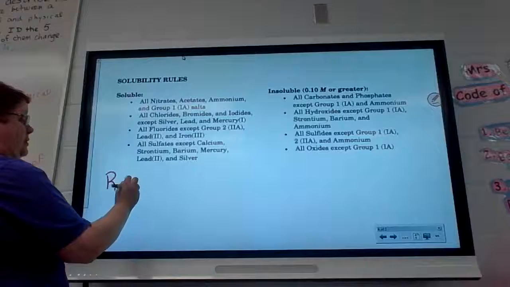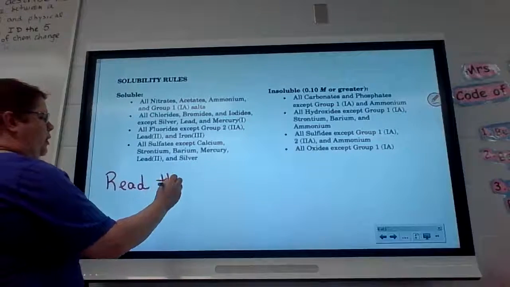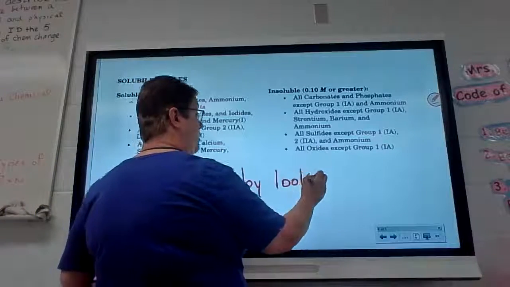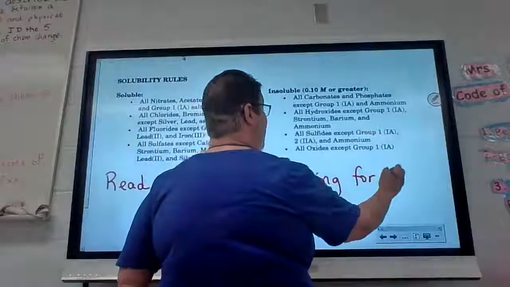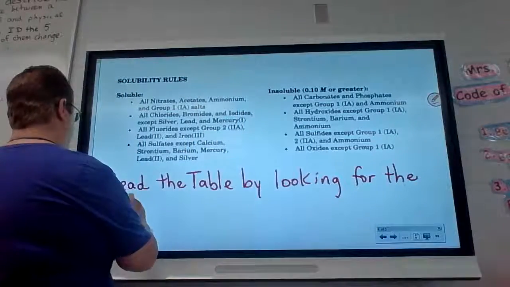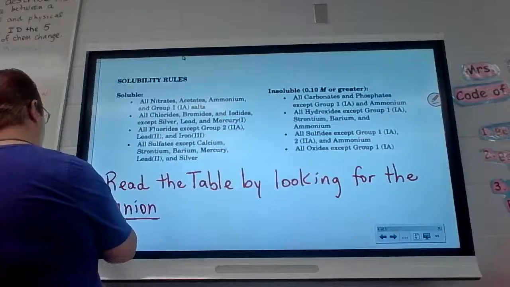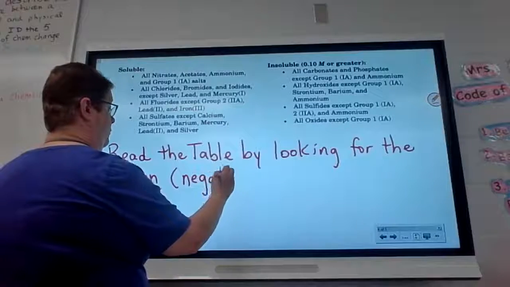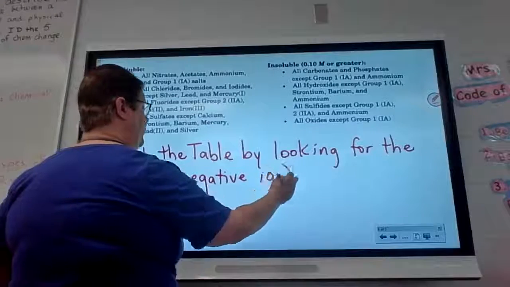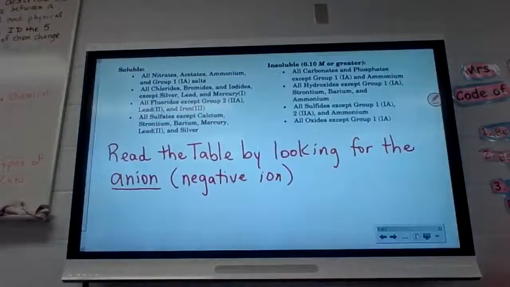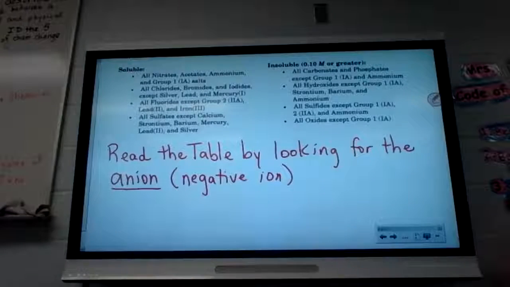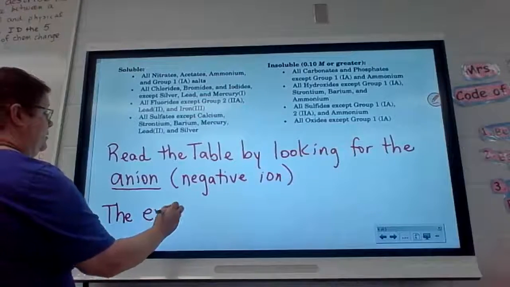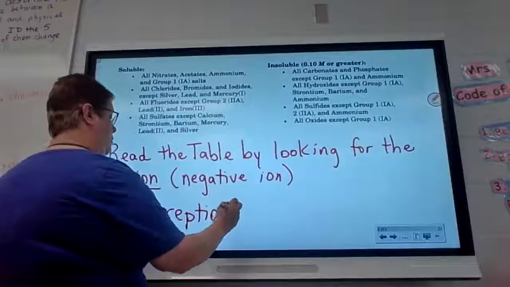Now, you can write this in your notes if you want to. You read the table by looking for the anion. What is the anion again? Anybody remember? I used that vocabulary word in the exam. The negative ion. By looking for the anion that's in the equation that you're using. The exceptions are written in the table.